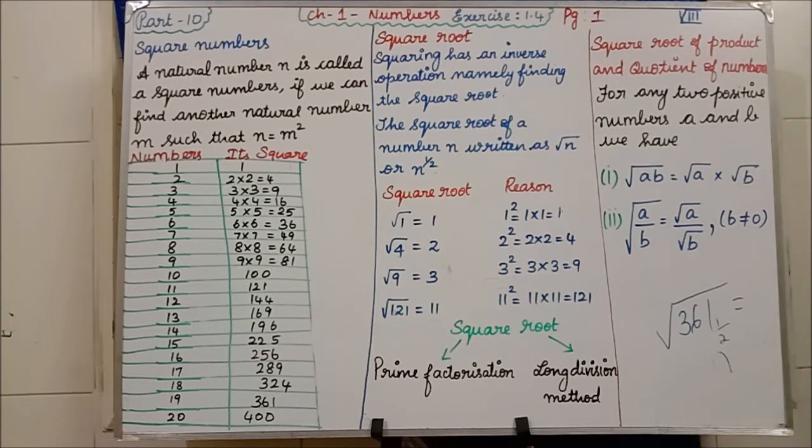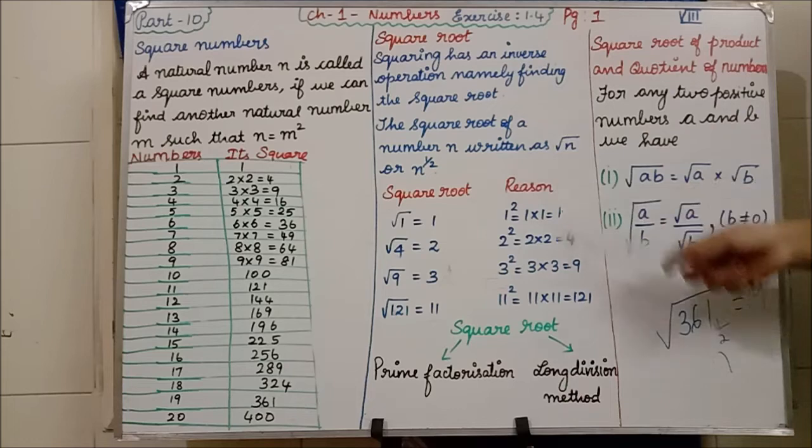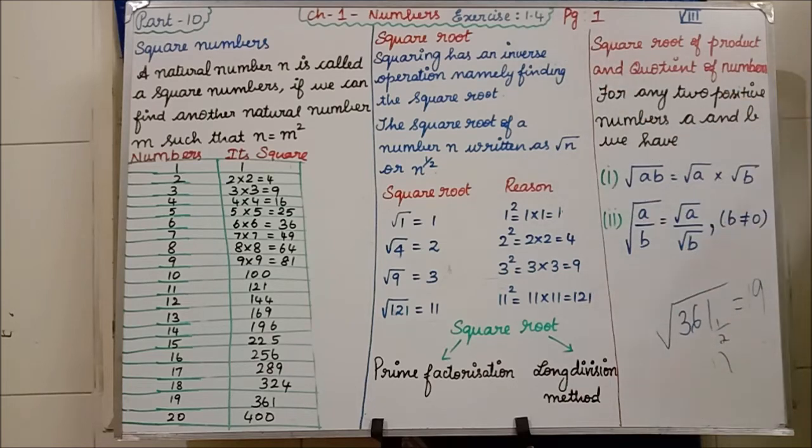In the next class, before starting, I will ask you the square roots, everything you have to learn by heart. What is the square root of 361? The answer is 19, because if you multiply 19 into 19, we will get 361. Clear, students, all of you, what is square root? Students, in this exercise 1.4, we will be solving square root by two ways.